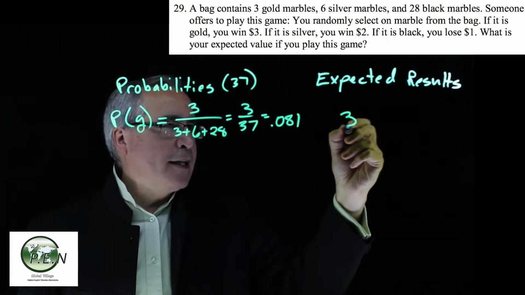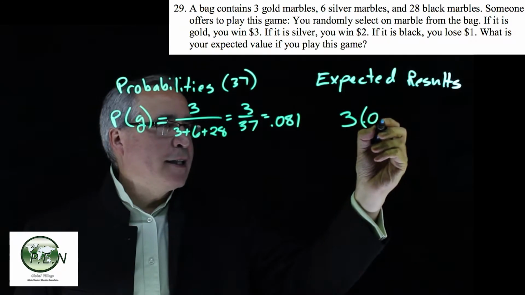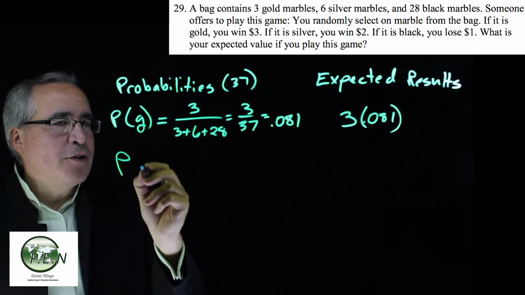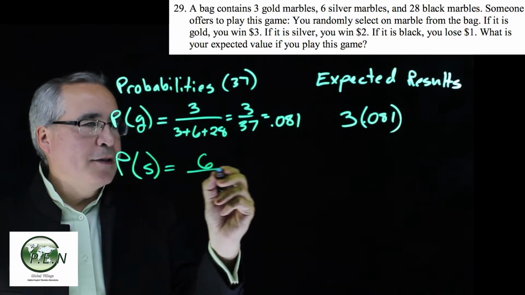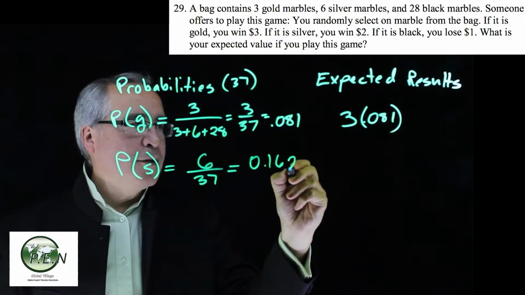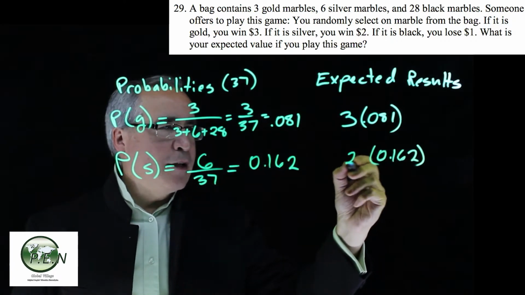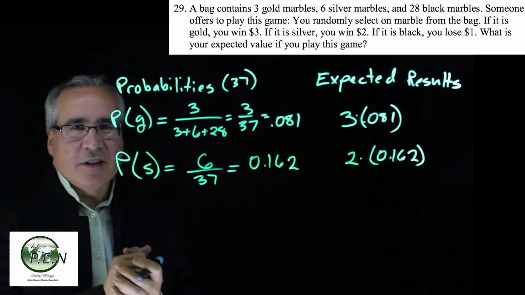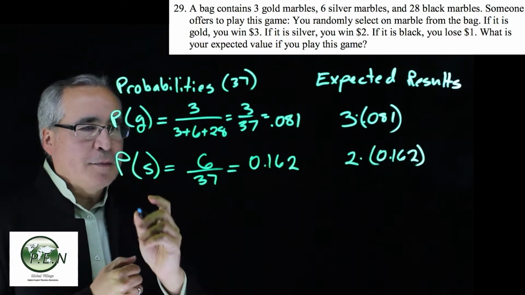So if we get a gold ball, we win $3, and we multiply that times the probability. I'm going to shorten this up a little bit. The probability of getting a silver, well, there are 6 silvers out of 37, so that gives us 0.162. So you'll see the 0.162 here, and you'll see that we get $2. We multiply. Parentheses implies multiplication, but I'll put the dot there to emphasize that that's multiplication.